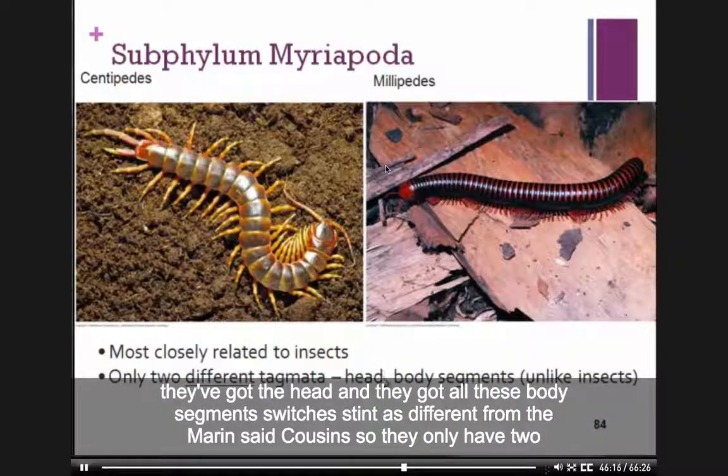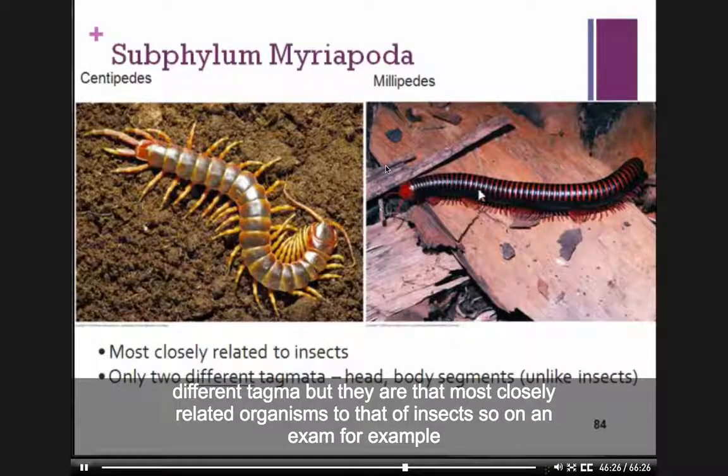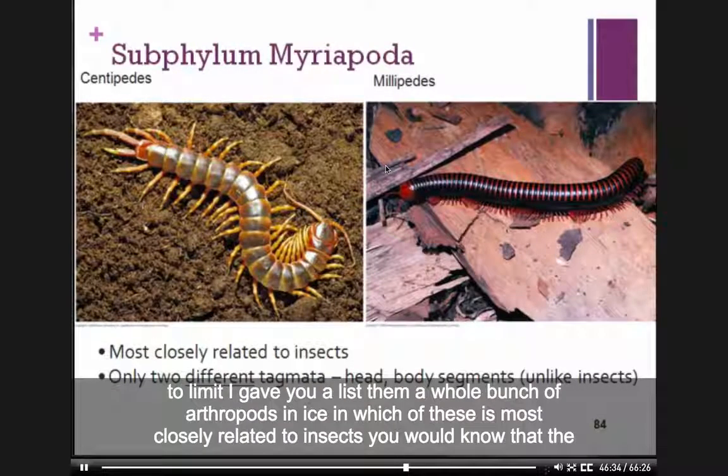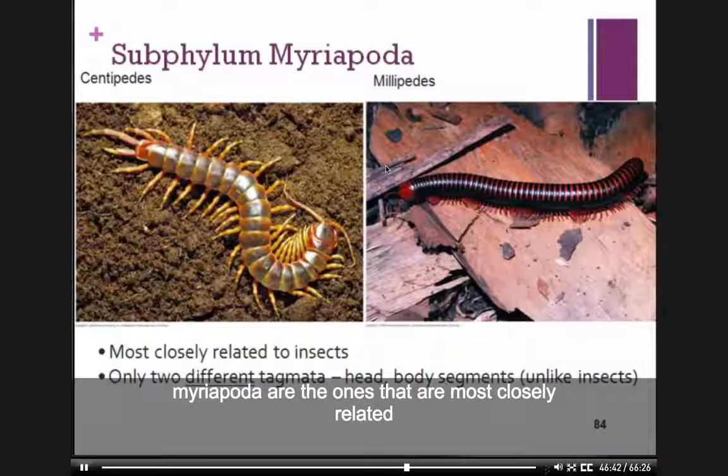They've got the head and all these body segments, which is different from their insect cousins. So they only have two different tagma, but they are the most closely related organisms to that of insects. So on an exam, for example, if I gave you a list of a whole bunch of arthropods and asked which of these is most closely related to insects, you would know that the myriapods are the ones that are most closely related.